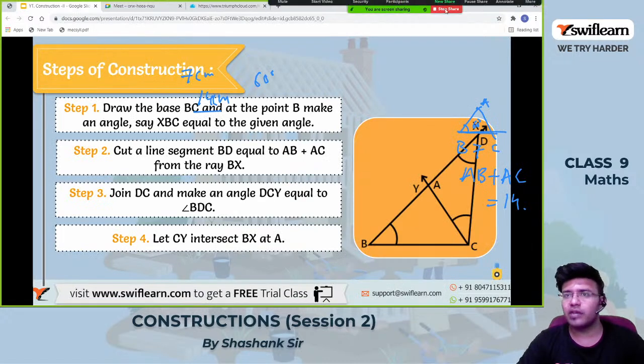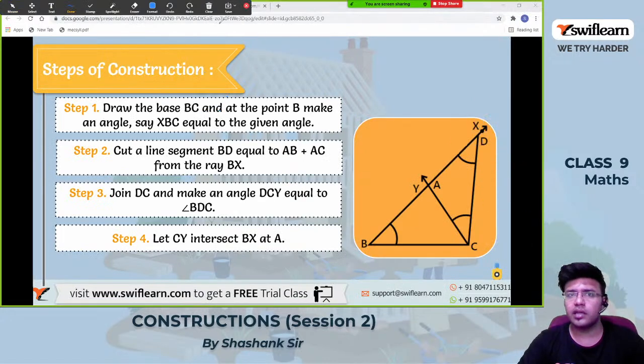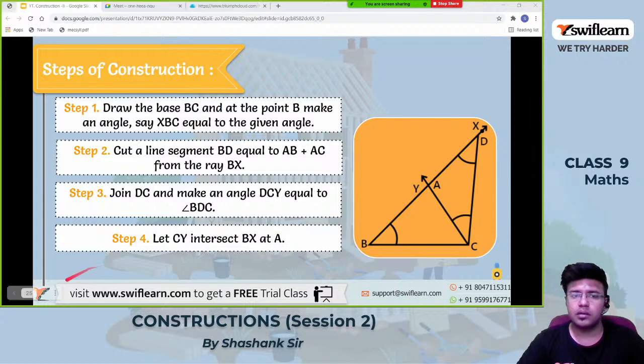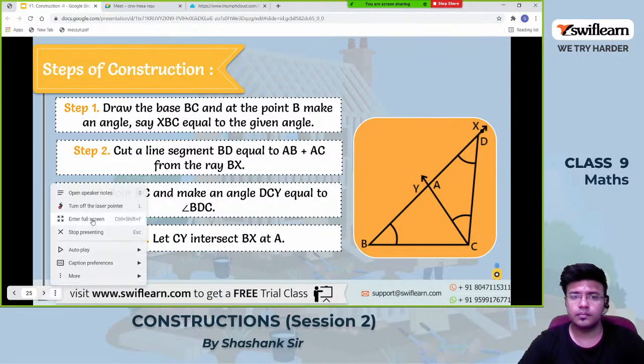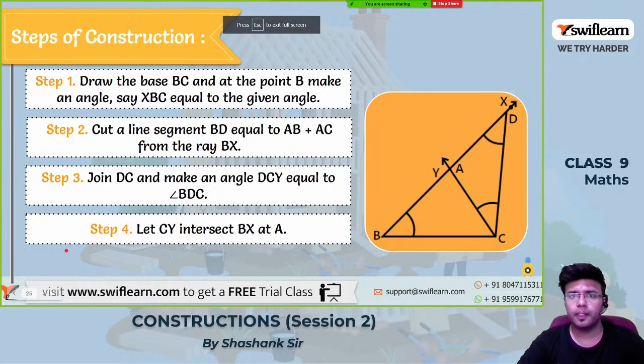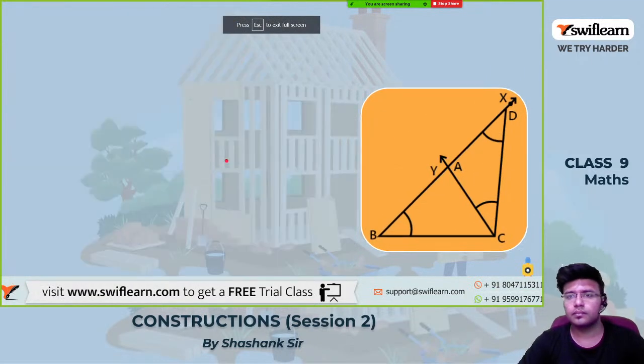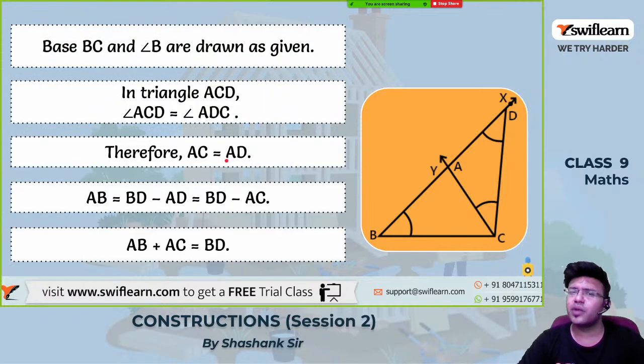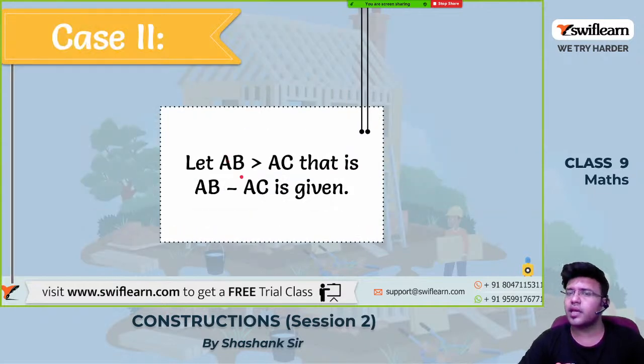So should we proceed with the next case? The second case is, okay, all these things we have done. Yes. Second case, if AB is greater than AC, given that AB minus AC. Previously, they had given us the sum of the two sides. Okay, now what have they given? They have given us the difference of two sides.